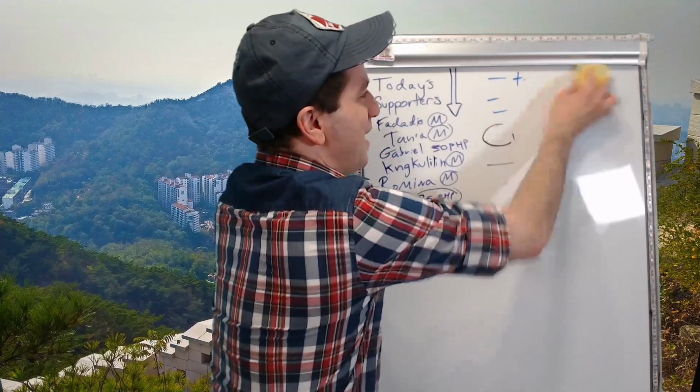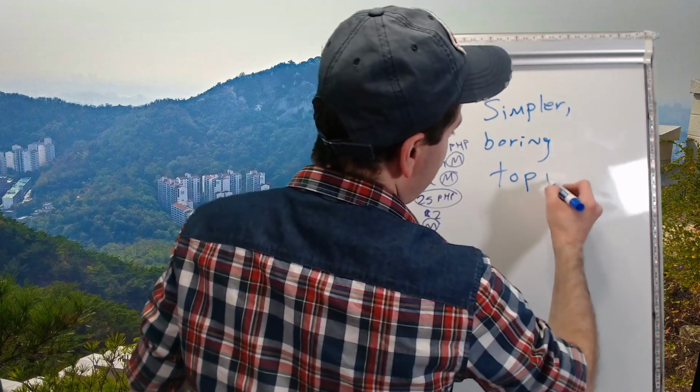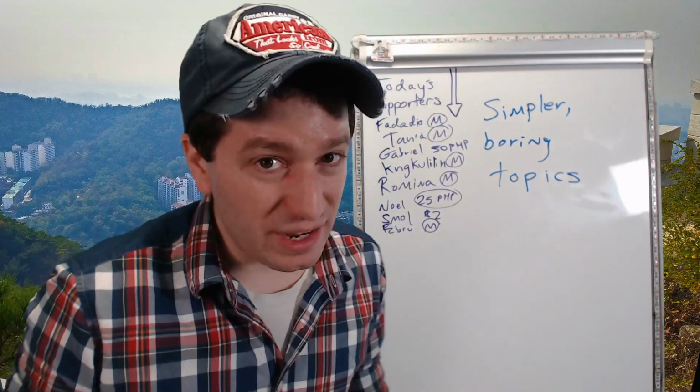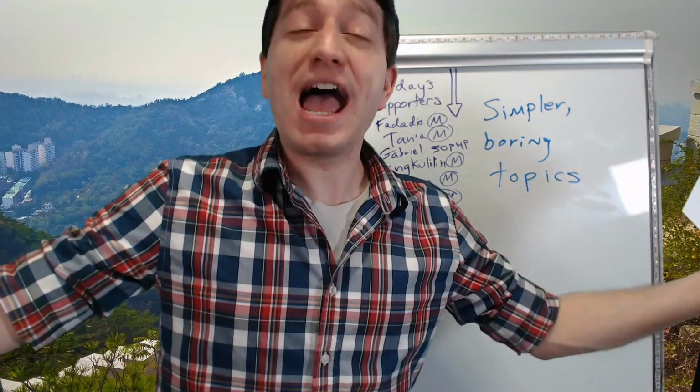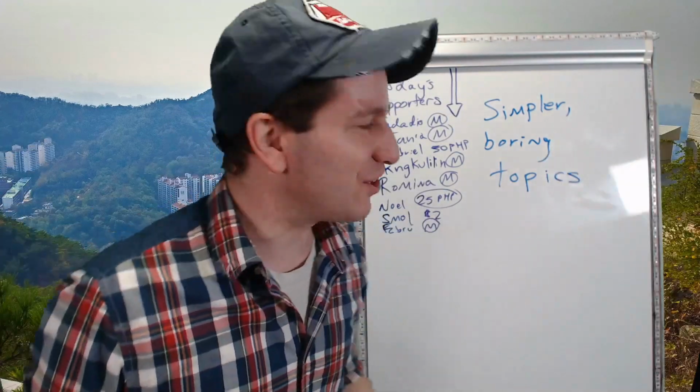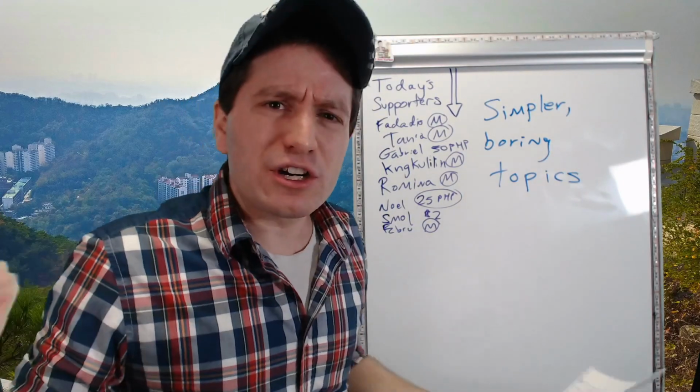Next thing I want to talk about. If you're a beginner, I want you to focus on simpler, boring topics. So you know that expression that people say, learn like a child. It's the easiest way you can learn. And that's true, but what are children learning?